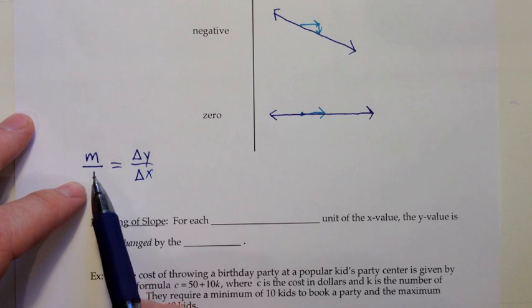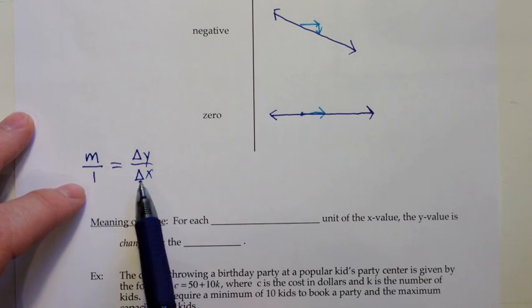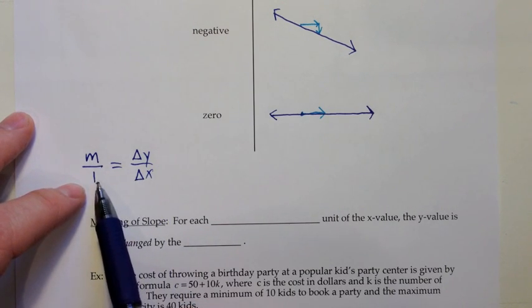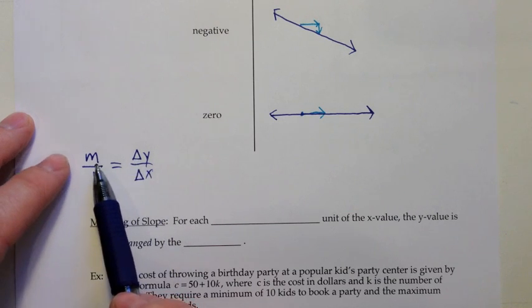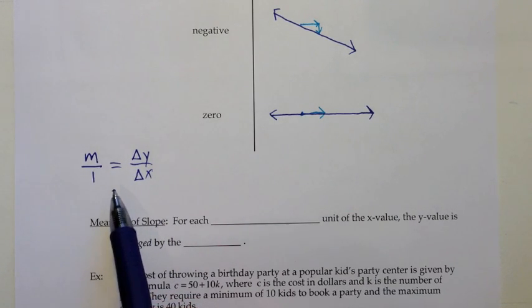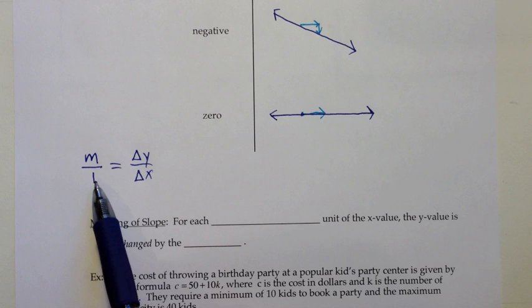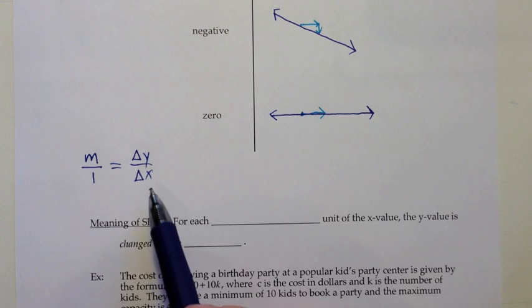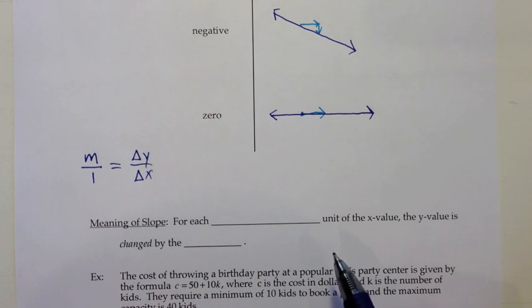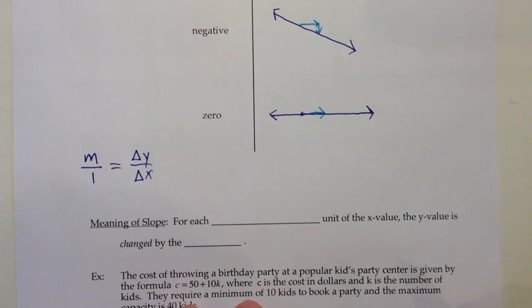Whatever our slope number is, we put that over 1, and then we say if the x value changes by 1, then the y value will change by whatever the slope is. And then because the x is changing by a positive 1, we can refer to it as an increase of just 1 unit. So let's try to translate what I'm showing you in the scratch work into a template for interpreting slope. The meaning of slope is that for each additional unit of the x value, the y value is changed by the slope.